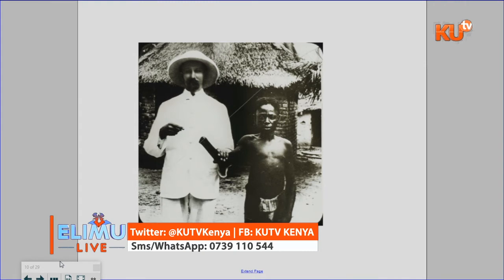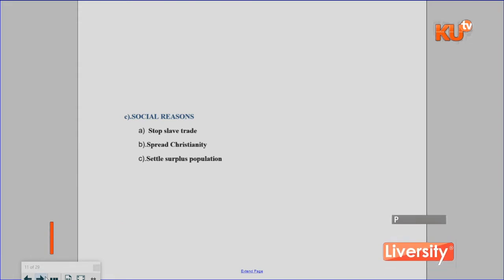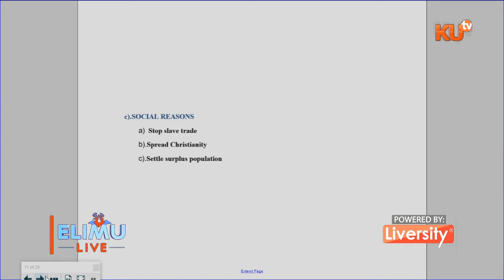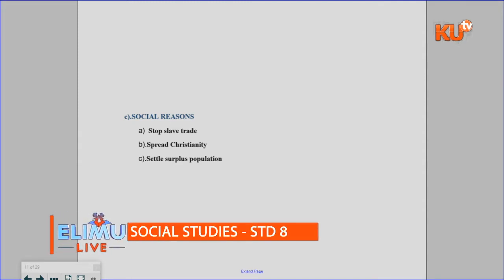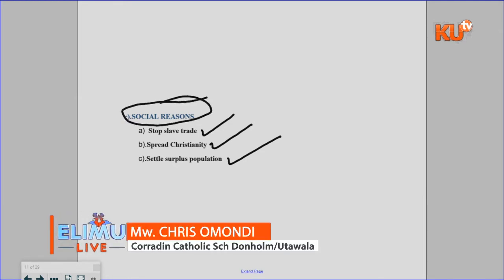Then we also have another part, which is the social reasons that made the European nations have colonies. Under social reasons, you have to stop slave trade, spread Christianity, and settle surplus population. So those are the things we need to get hold of, that the reasons are categorized into four: the political reasons, strategic reasons, economic reasons, and social reasons. Social reasons are one, to stop slave trade, two, to spread Christianity, and three, to settle surplus population. All those are some of the social reasons why European nations acquired colonies in Africa.